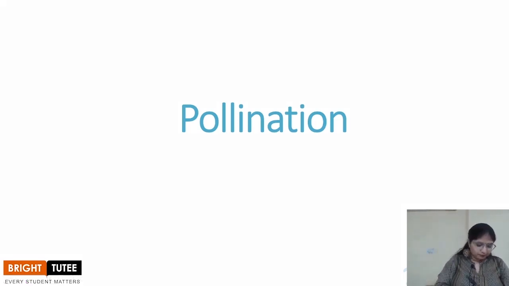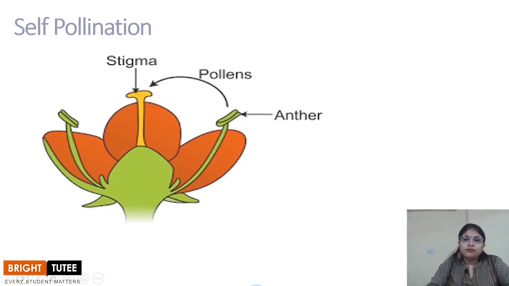So now let's understand the two different types of pollination that occur. First is self-pollination.